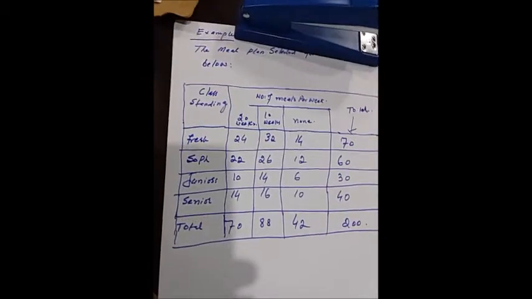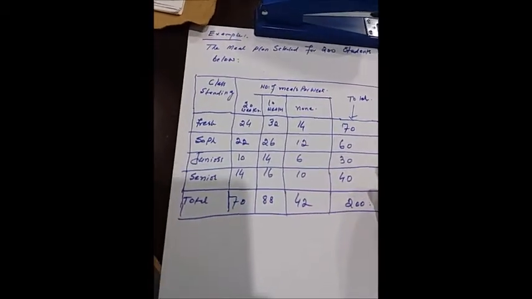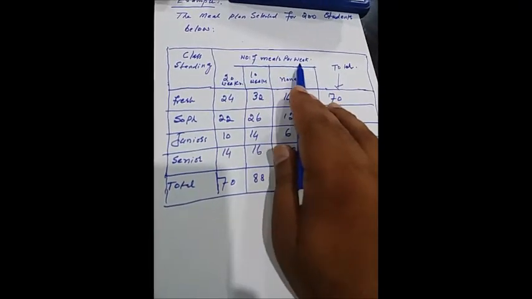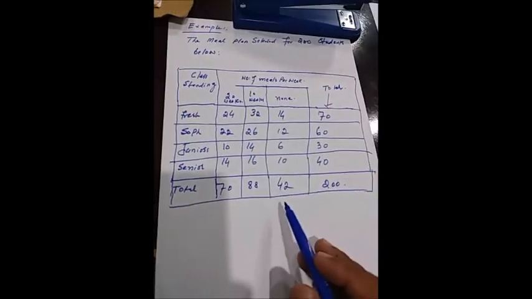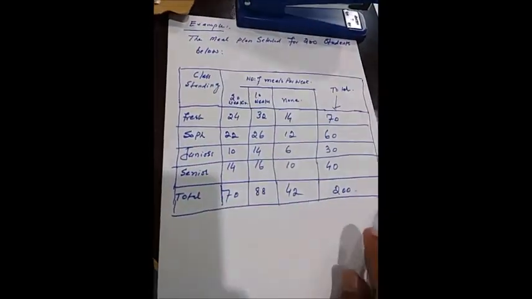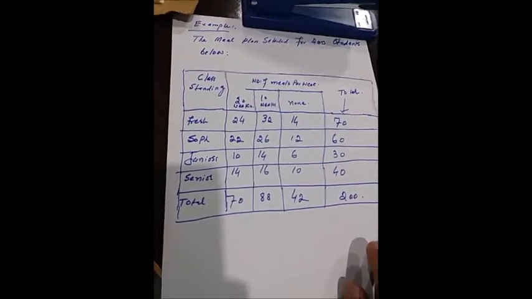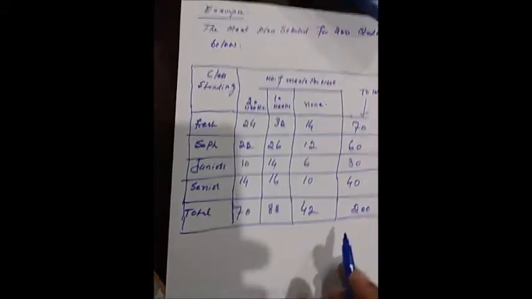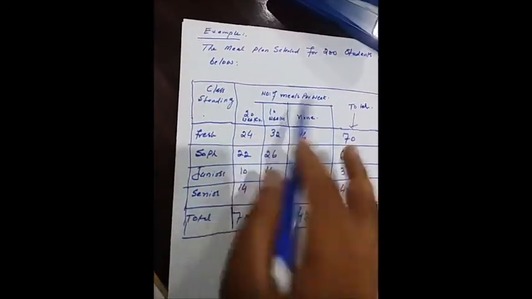So we have data for the meal plan served to the 200 students, and we have two categorical variables. One is the class standing and the other is the number of meals served per week. So we have to check the relationship between these two categorical variables by using the chi-square test of independence by analyzing the cross tabulation.